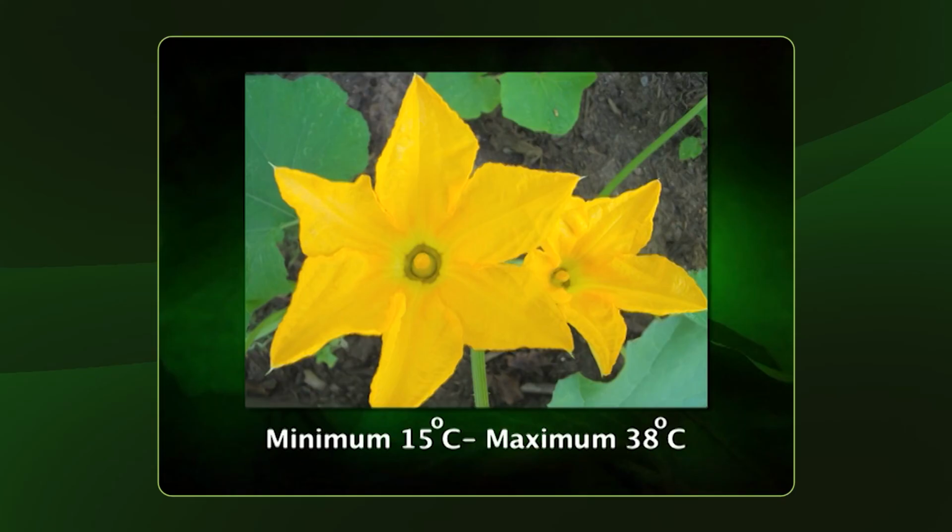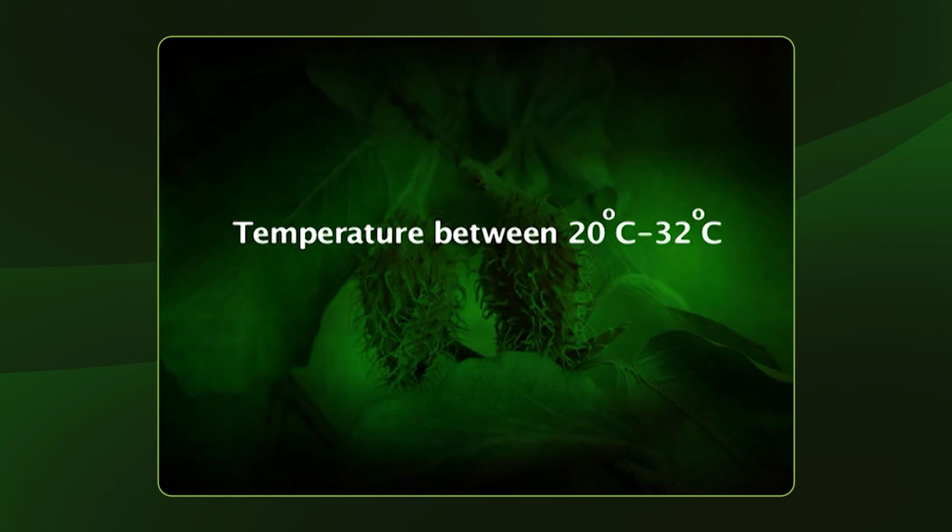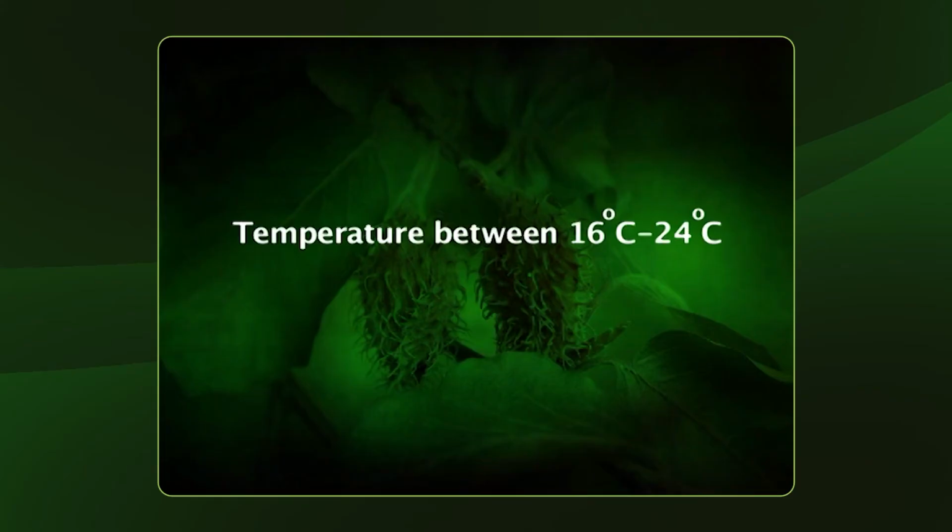The minimum temperature for cucurbits is 15 degrees Celsius and maximum is 38 degrees Celsius, while the optimum temperature for germination ranges between 20 to 32 degrees Celsius. The optimum temperature for germination in most plant species lies between 16 to 24 degrees Celsius. Temperature works in unison with light to affect germination in many species.